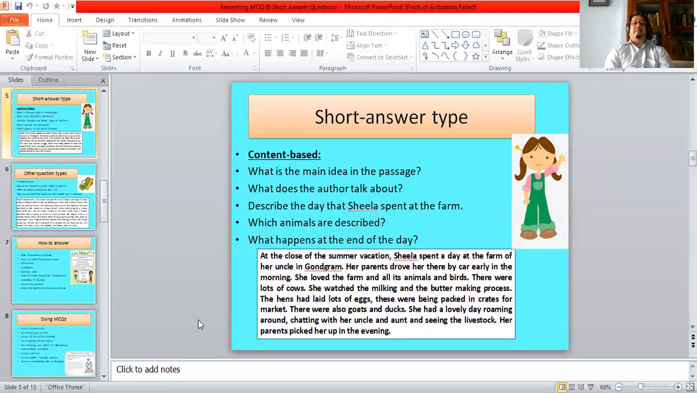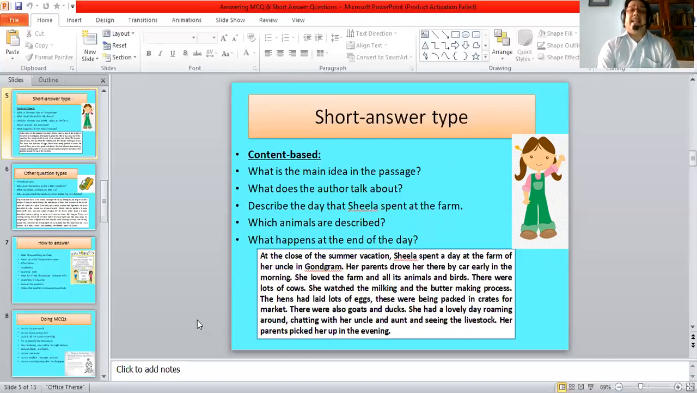Okay, very simple. This is Sheila's day out at the farm. So that's what the passage is about. Now we have a number of questions based on this passage. Let me read the questions now. What is the main idea in the passage? What does the author talk about? Describe the day that Sheila spent at the farm. Which animals are described? What happens at the end of the day? Okay, so you have to answer in 1 or 2 lines.